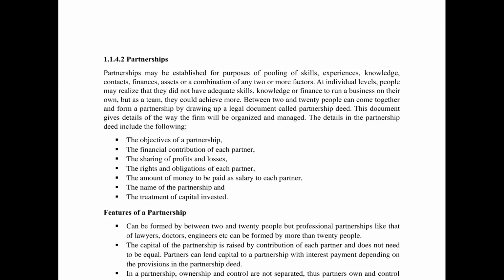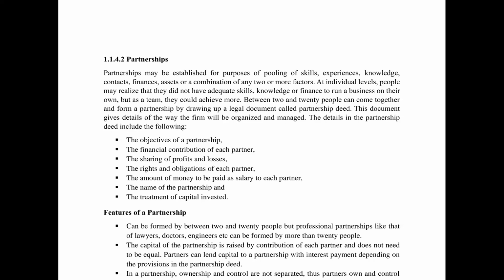But for other forms of partnership, like professional partnerships, okay? For example, lawyers come together, the doctors come together. They can even be more than 20. You could have 200 engineers come together. You may have many doctors come together, accountants come together. As long as it has been formed by the professionals, it can have more than 20 people. That's a partnership. So the partnership deed or that agreement, it has got the following components.